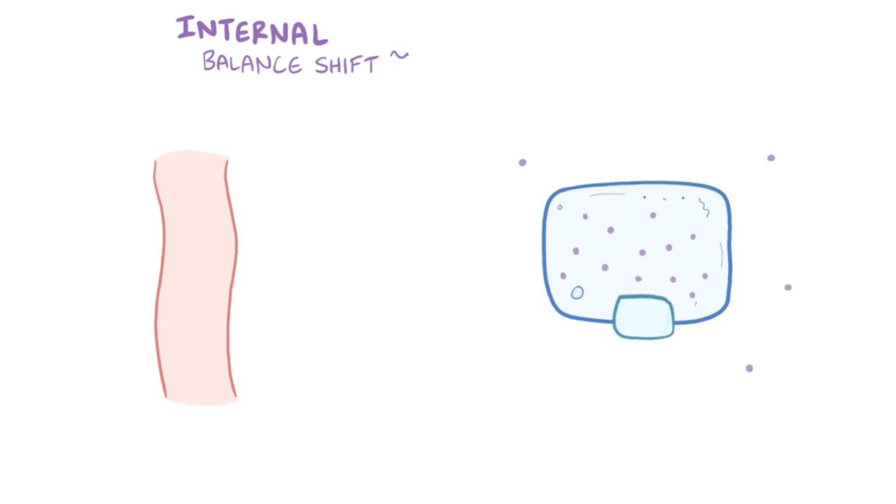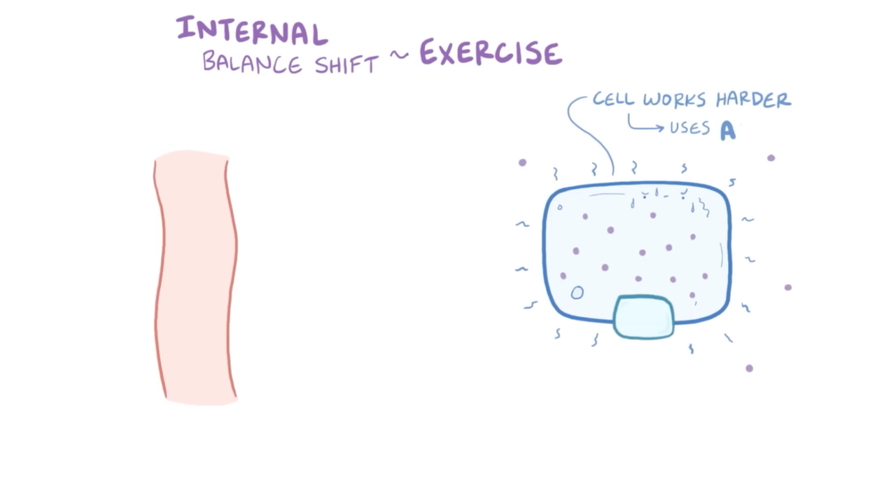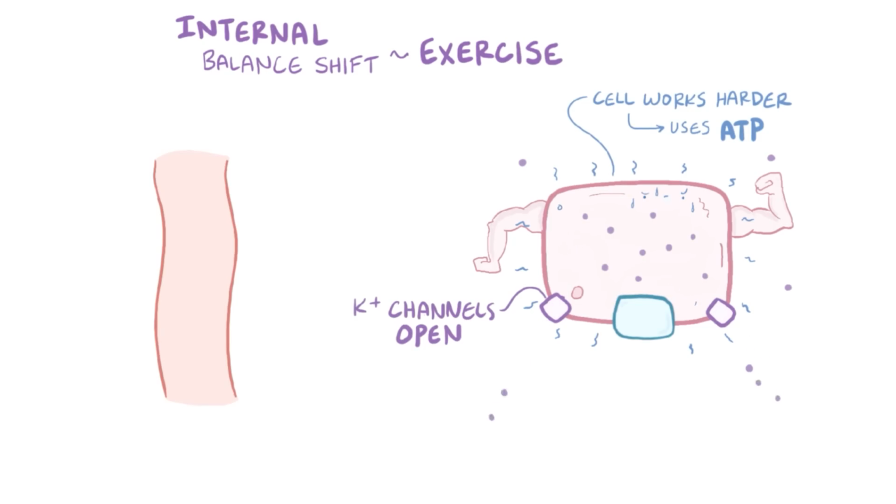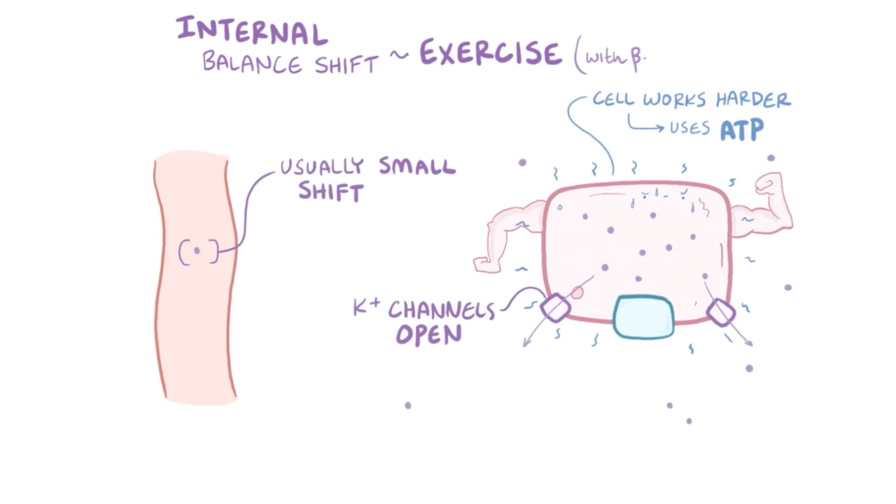A final example of internal potassium balance leading to hyperkalemia is exercise. During exercise, while the body and the body's cells are working harder, more cellular ATP, which is the molecular unit of currency, gets consumed. The depletion of ATP triggers potassium channels on the membrane of muscle cells to open up, which allows potassium to move down its electrochemical gradient and out of the cell. Usually this shift is small, but if combined with beta blockers or kidney issues, strenuous exercise can lead to hyperkalemia.